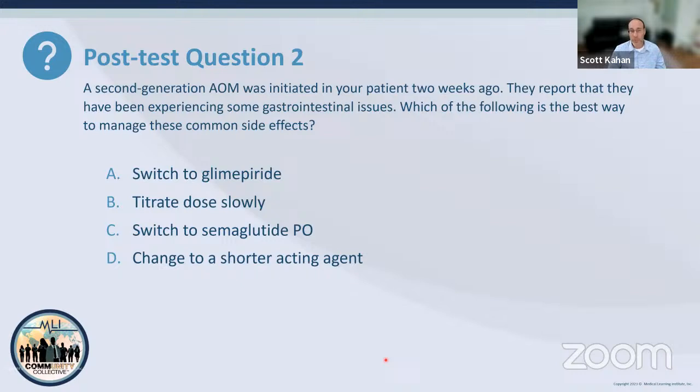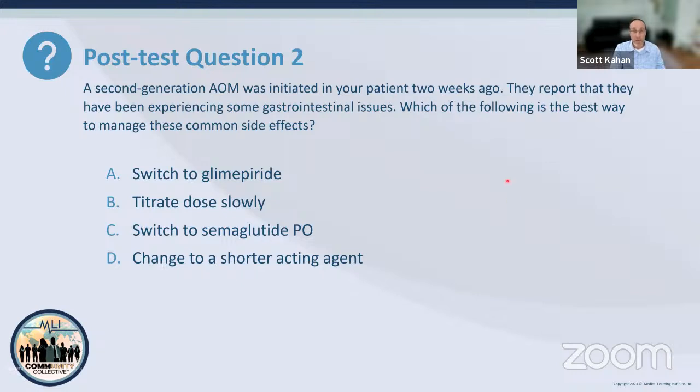There's no reason to switch to oral semaglutide. That usually doesn't lead to nearly as much weight loss. It usually doesn't lead to nearly as much improvement in glycemic control, and it tends to be more poorly tolerated in terms of gastrointestinal side effects. And then there's no reason to change to a shorter acting agent. Rather, just titrating more slowly and using some of the other strategies I gave you is hopefully going to be sufficient to help this patient.